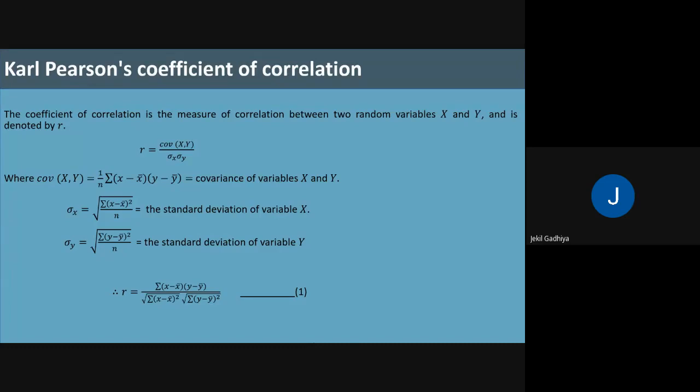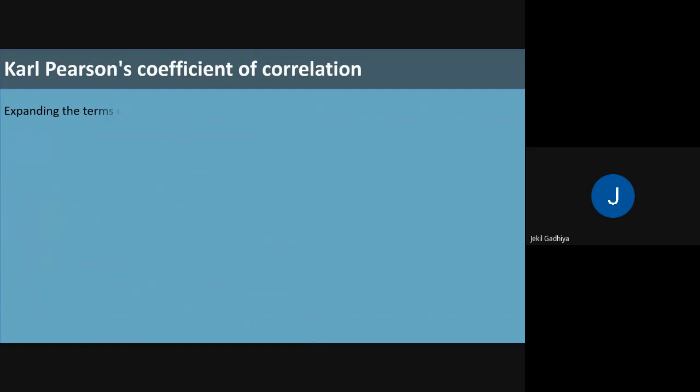And in the denominator, if you expand (x minus x bar) whole square, then you will get x square minus 2x x bar plus x bar whole square, and y square minus 2y y bar plus y bar whole square. So this is nothing but like this. Here we expand the numerator and denominator of equation number one. Please see that.